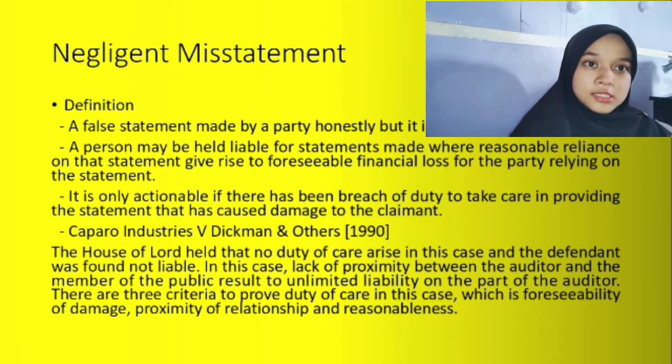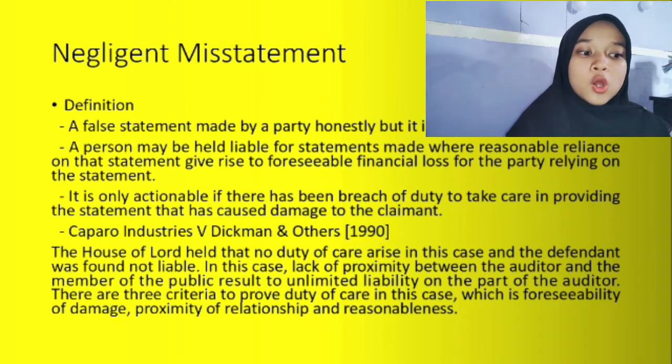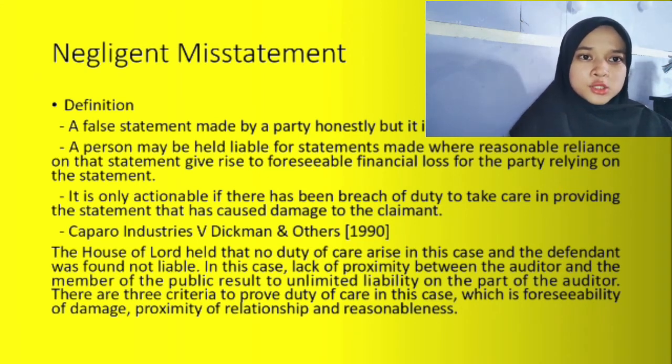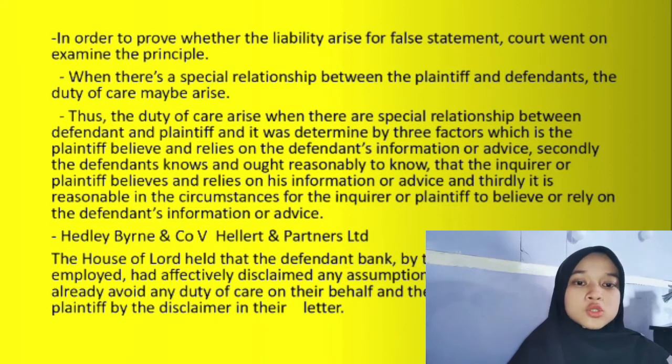In this case, lack of proximity between the auditor and the member of the public results in unlimited liability on the part of the auditor. There are three criteria to prove duty of care in this case, which are foreseeability of damage, proximity of relationship, and reasonableness. In order to prove whether liability arises for a false statement, the court went on to examine the principle.